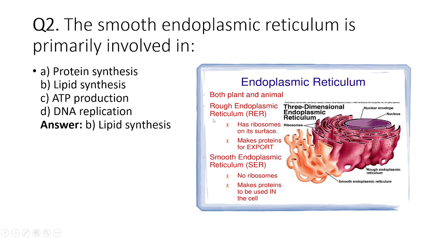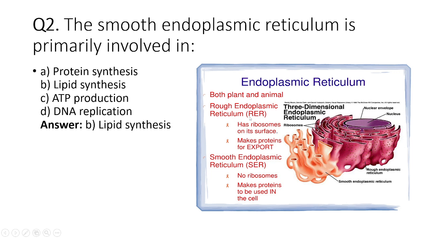See here, in endoplasmic reticulum, there are two types of endoplasmic reticulum in both plants and animals. They are rough endoplasmic reticulum and smooth endoplasmic reticulum. What is the difference between rough endoplasmic reticulum and smooth endoplasmic reticulum?